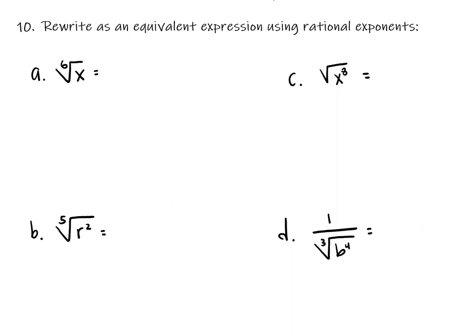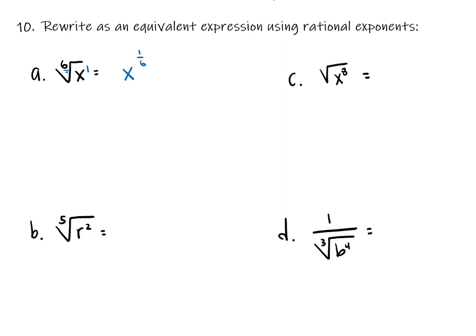For number 10, we're going to do number 9 in reverse, meaning we're going to start off with radical expressions and then rewrite them as rational exponents. Remember that the index of the radical, or the number within the radical sign, becomes the denominator of the rational exponent, and then any power on the inside turns into the numerator. For instance, there's an invisible 1 on this x to the power of 1, but the 6 is the index, so that's going to become the denominator. This becomes x to the power of 1/6.